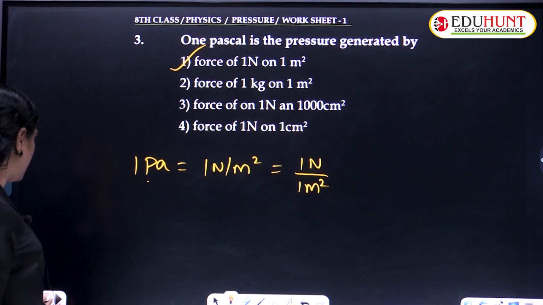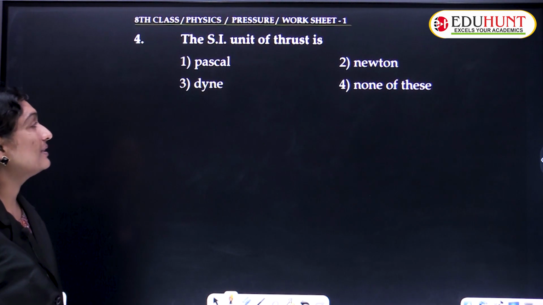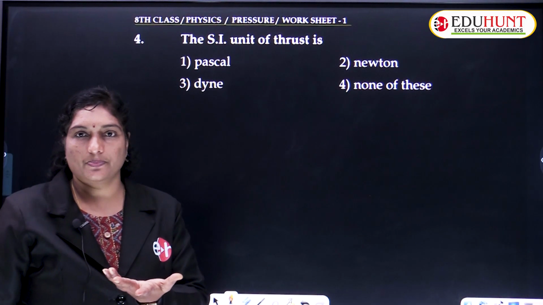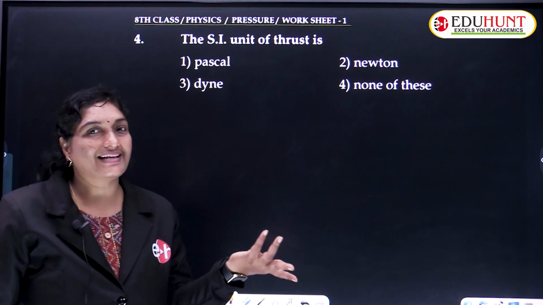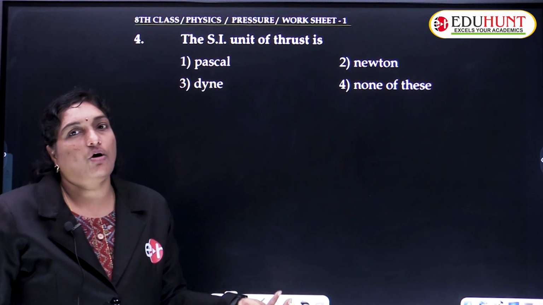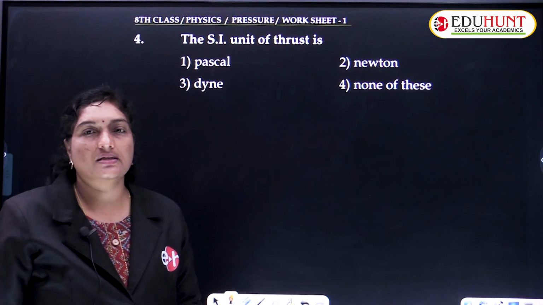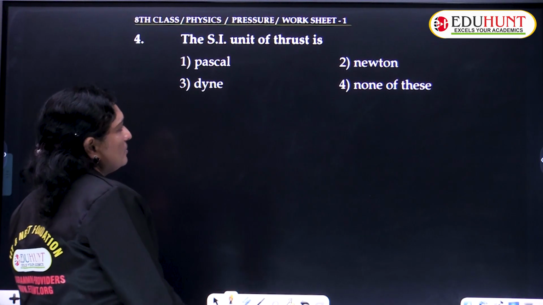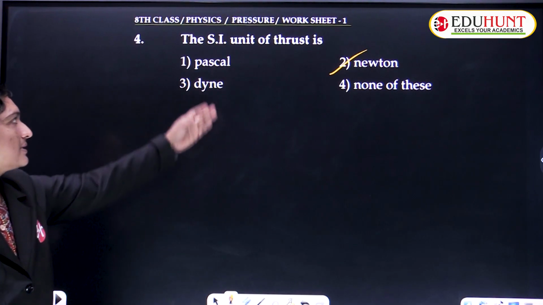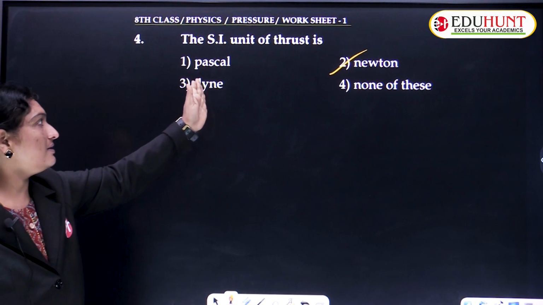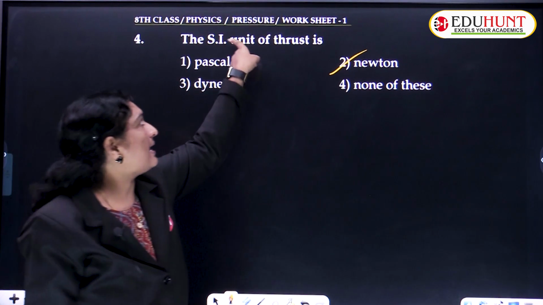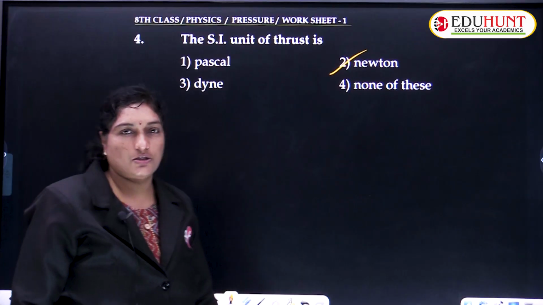Moving to the next one, children. Question number 4: the SI unit of thrust is. Thrust is nothing but force; that normal force itself is called thrust. Whatever the unit of force, the same will be the unit of thrust. As force is measured in Newtons, thrust must also be measured in Newtons, and hence the correct option is option 2, Newton. Pascal is the SI unit of pressure, and dyne is the CGS unit of force or thrust, but they are asking for SI, so it should be Newton only.